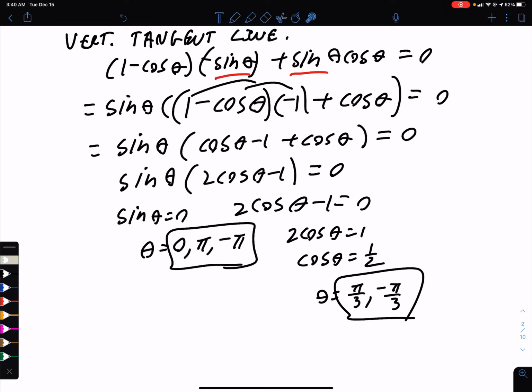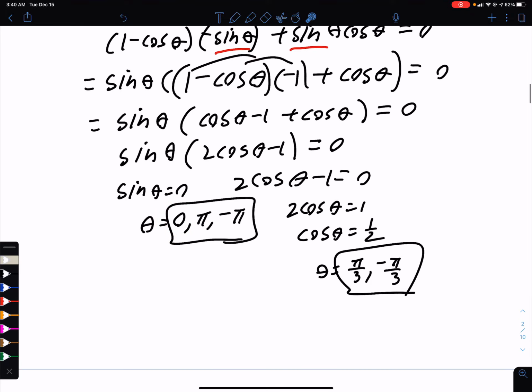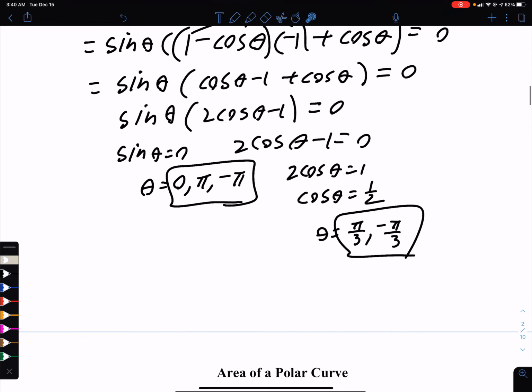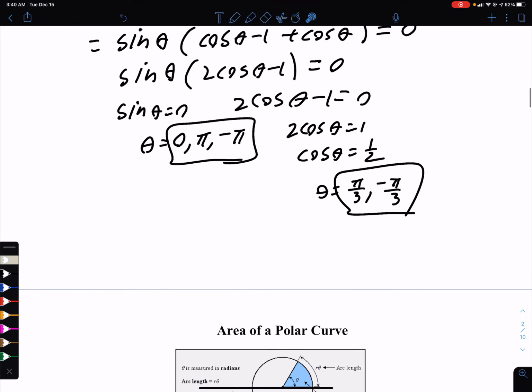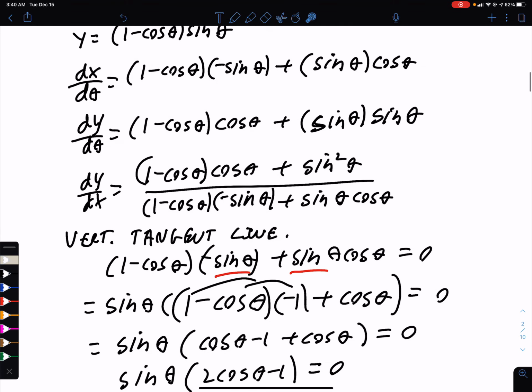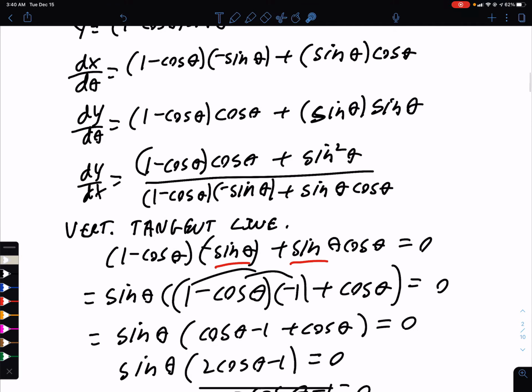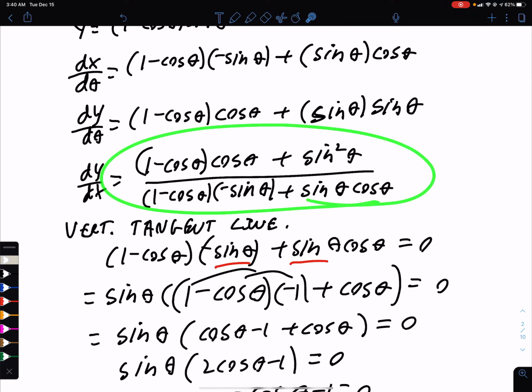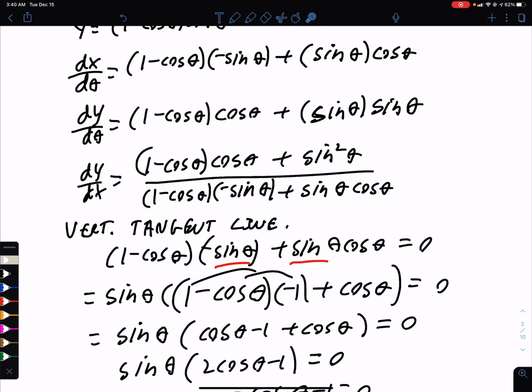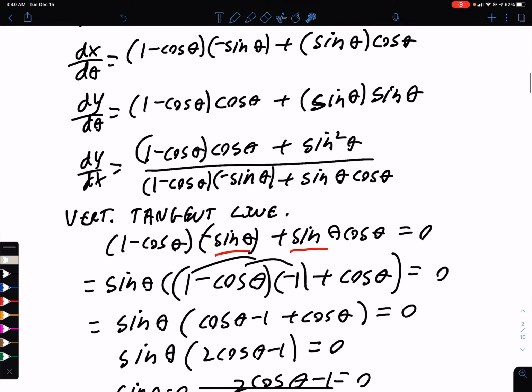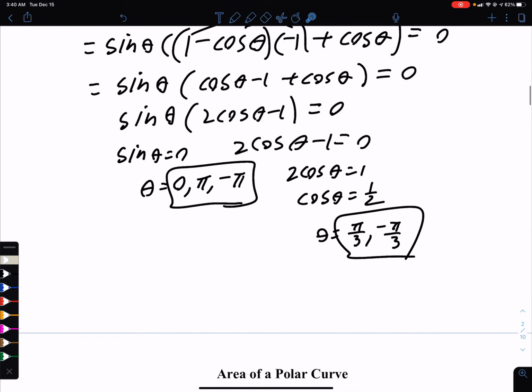So what I'd have to do, and I'm not going to do it here, I'd have to find out what happens as theta approaches 0. So I'd have to take the limit of this function as theta approaches 0, but the top approaches 0 and the bottom approaches 0. So it looks like L'Hopital's might be the way to go. And if you do that, you end up with 0. So 0 ends up being a horizontal asymptote situation, not a vertical asymptote.